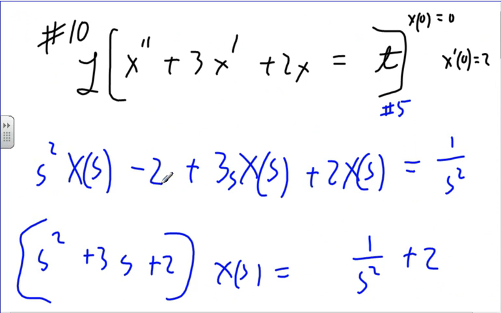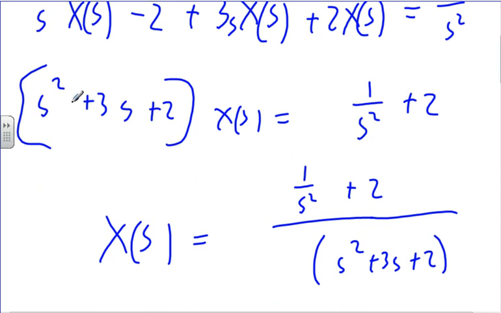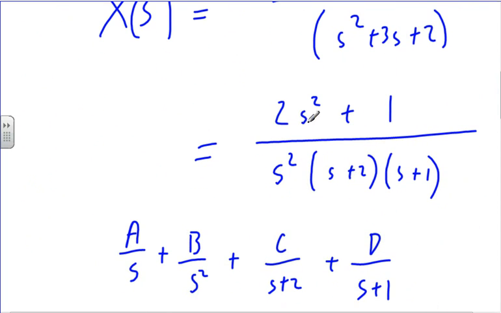S squared minus 2, okay, minus 2, 3s x squared 2, x of s 1 over, oh, look at that. Okay, that's right, 1 over s squared. Okay. So that's right. I collect the like terms and I put that over there. I multiply top and bottom by s squared and I get that.